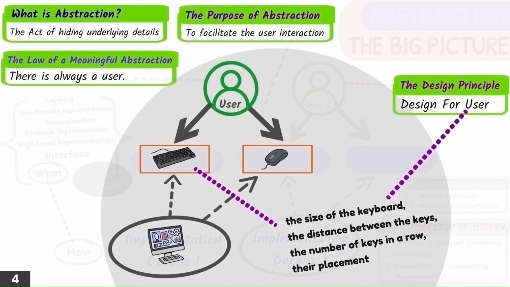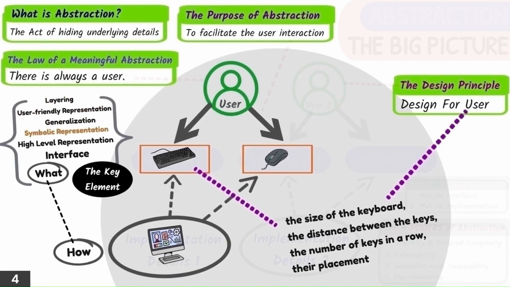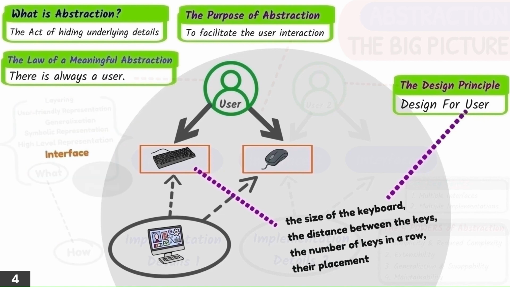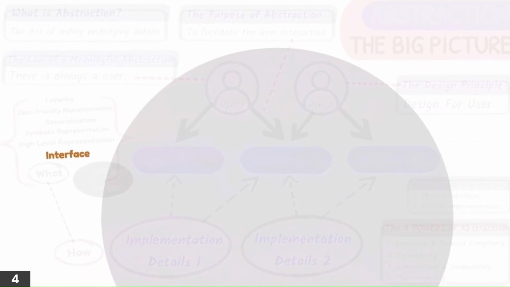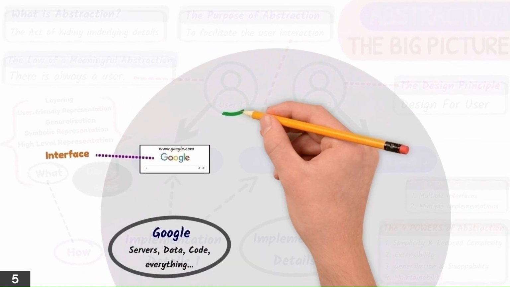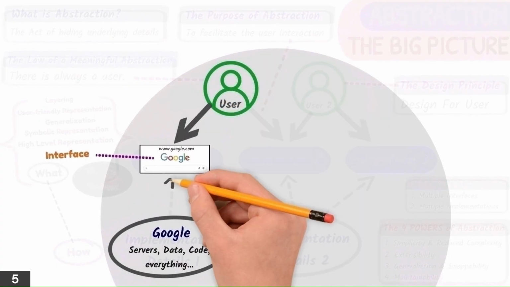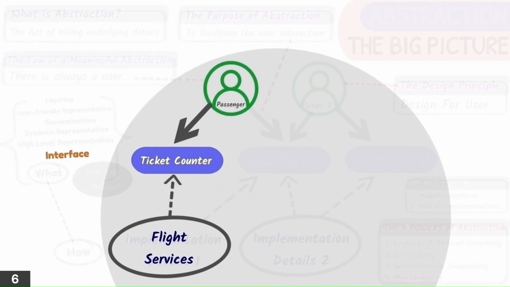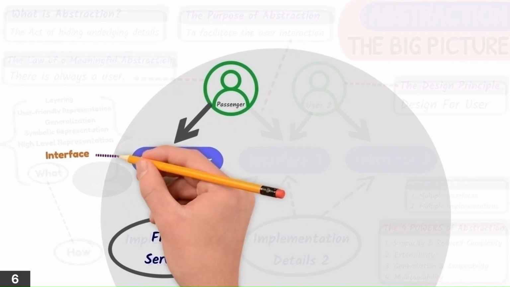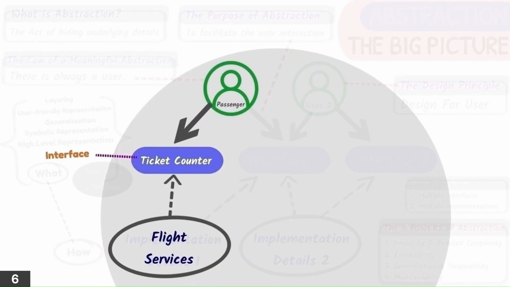These facts, you will find them true in every abstraction. On top of these basic facts, there are different shades of abstraction, and some shades of abstraction are more common than others. For example, abstraction as an interface is something that you will find true in all the abstractions. In all the abstraction examples that we have seen so far, we saw an interface. Let's see some more. How about Google? This is an interface that you use to interact with the underlying search engine. Passenger, ticket counter, flight services. The ticket counter acts as an interface to flight services for the passenger.